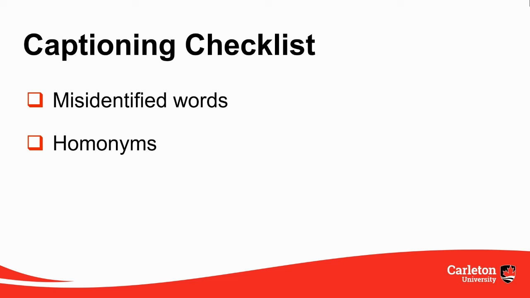Homonyms are words that sound the same but have different spellings and meanings. Similarly to the previous point, sometimes auto-generated captions will pick the wrong homonym when translating speech to text. Correct these mistakes by substituting in the right spelling. Use punctuation to indicate breaks and pauses in speech, but be sure to still follow standard rules of punctuation.